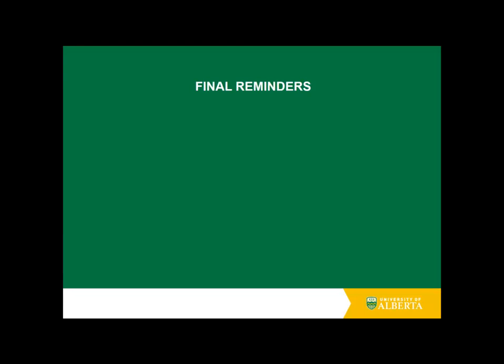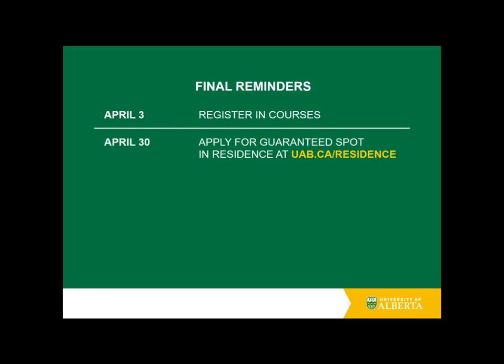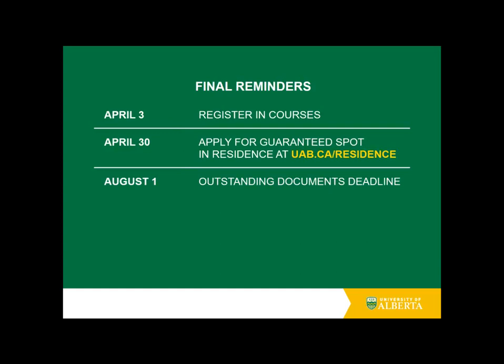Here are some final reminders. April 3rd is when you will be able to register in courses. April 30th is the deadline to apply for a guaranteed spot in residence. August 1st is the outstanding document deadline for students who are direct entry from high school. June 15th will be the outstanding document deadline for transfer and after degree students. It is a good idea to check Bear Tracks to confirm the deadline.